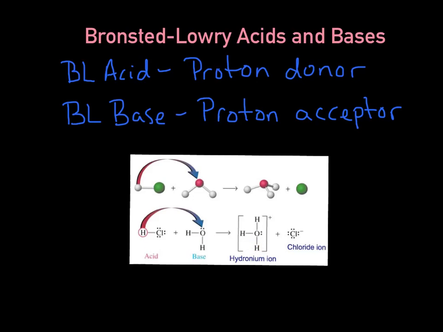So what you have to do is look at before and after. You see that this one got rid of a proton. It donated it to the water right here. Since this was the proton donor, it got rid of a proton and donated it, that makes it a Bronsted-Lowry acid. So this would be an acid right here. This one right here accepted the proton. You can see the proton going from the HCl to the H2O. That would make it a proton acceptor, and that would make it a Bronsted-Lowry base.